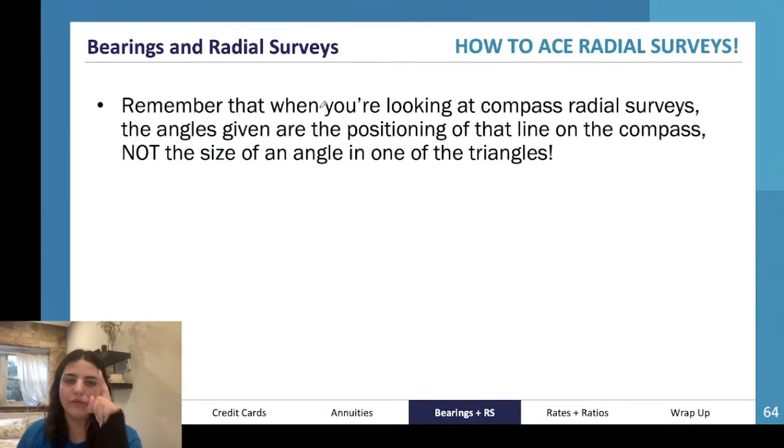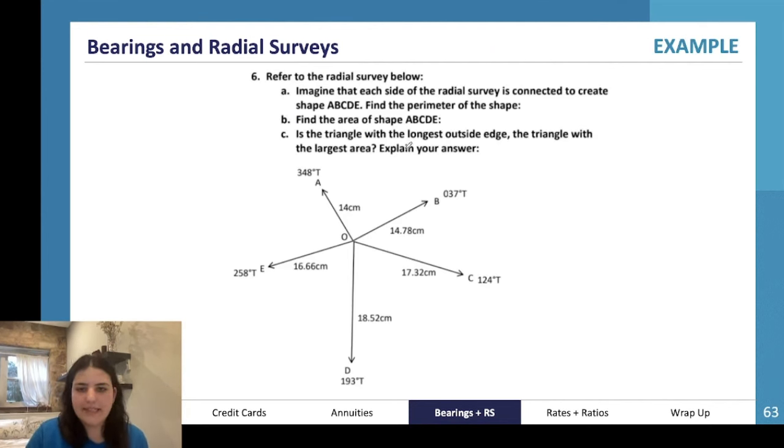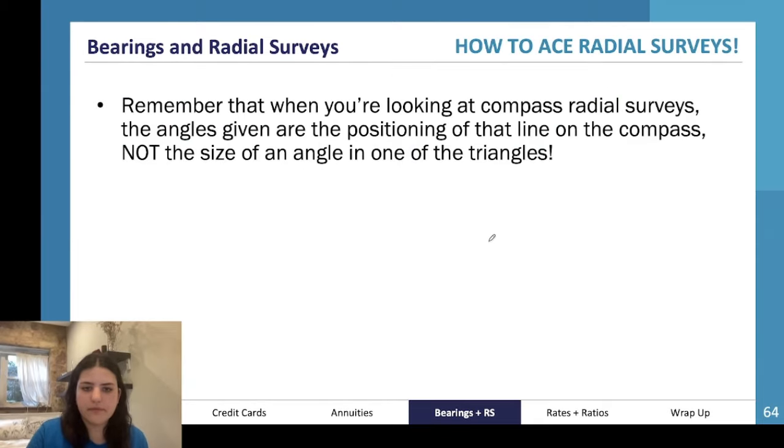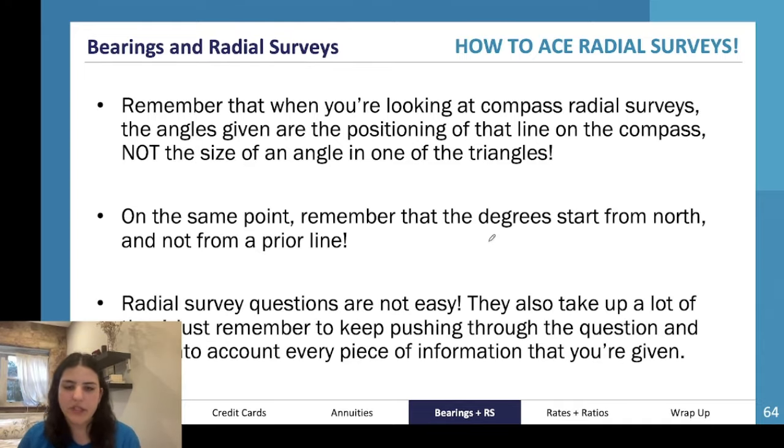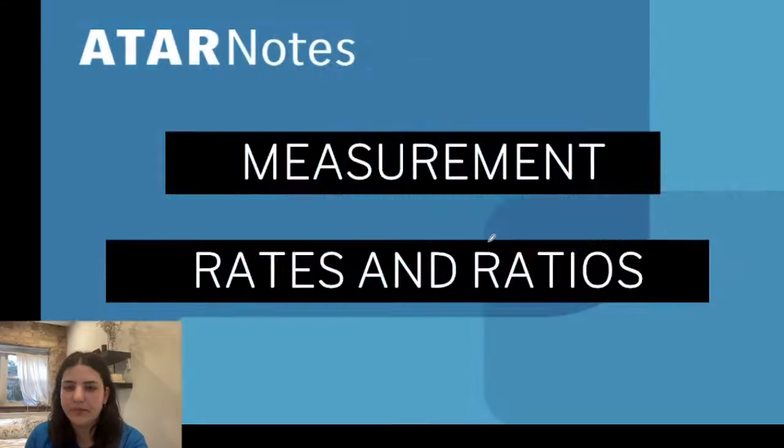But how do you ace radial surveys? Remember that when you're looking at compass radial surveys, the angles are the positioning on the compass, not the size of one of those angles. So on this one, this is not a 37-degree line. It's the difference between these two. Remember that degrees start from north and not from a prior line. They're always going north around. And radial survey questions are not easy. They take a lot of time. So please just keep attempting and trying and labeling your information and practicing. All right.